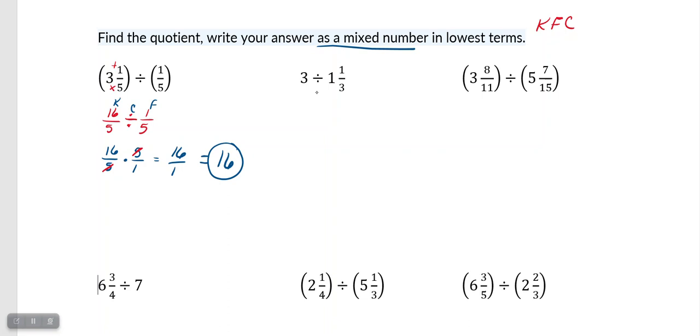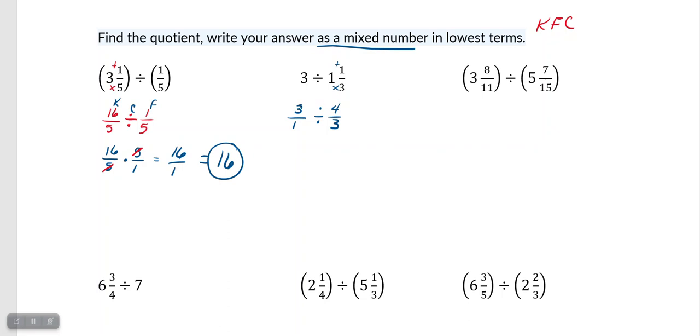All right, let's look at the next fraction. I have a whole number of 3. So to convert it to an improper fraction, I'm just going to write it over 1. I'm keeping this in divide for my first step. And then I'm going to convert my 1 1/3. So remember, denominator times whole number plus numerator. So 3 times 1 is 3, plus 1 is 4 over 3.